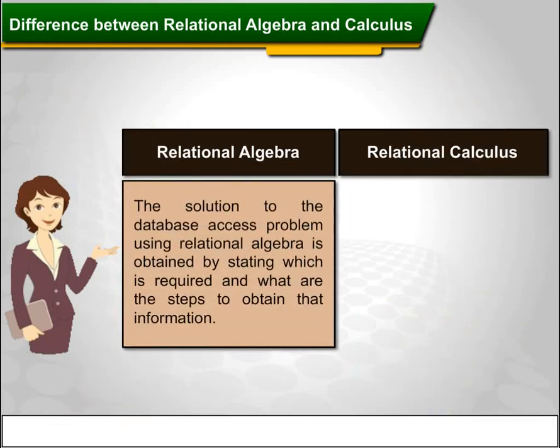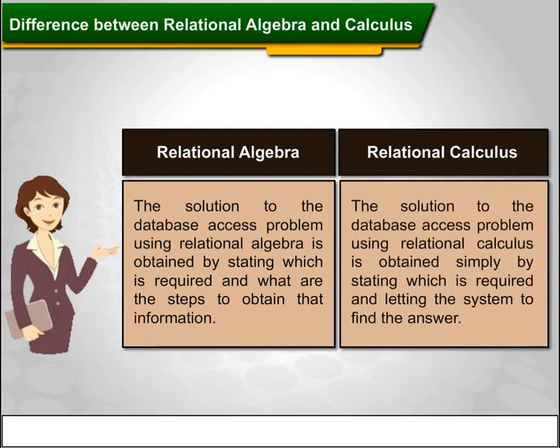The solution to the database access problem using relational algebra is obtained by stating what is required and what the steps are to obtain that information. The solution using relational calculus is obtained simply by stating what is required and letting the system find the answer.